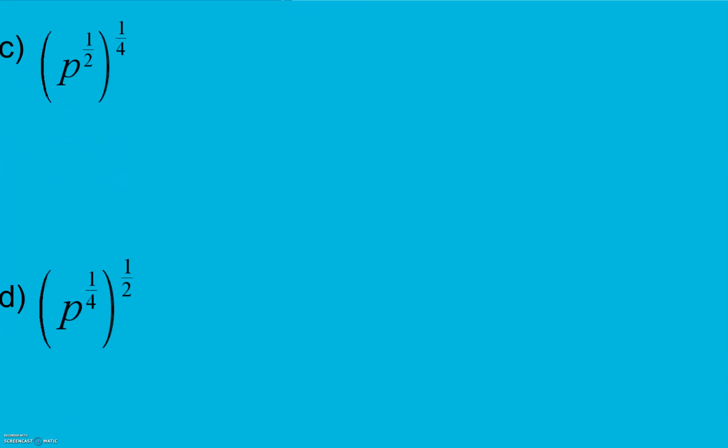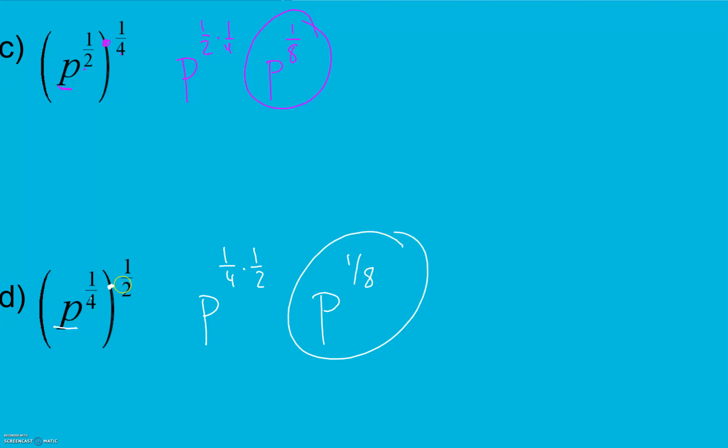Same idea here with c and d. Right now we have one base, 2 exponents, so it's a power raised to a power. We multiply those. Again, with fractions, we multiply straight across and get p to the 1/8 power. And just like with a and b, it doesn't matter that these are in a different order. As long as we have the same values, 1/4 times 1/2 is still going to give us 1/8. So again, one base, 2 exponents means we have a power to a power, one right on top of the other. We multiply them together and get p to the 1/8 power.